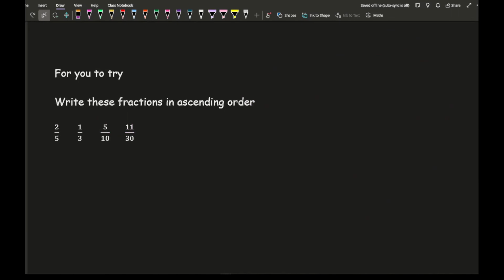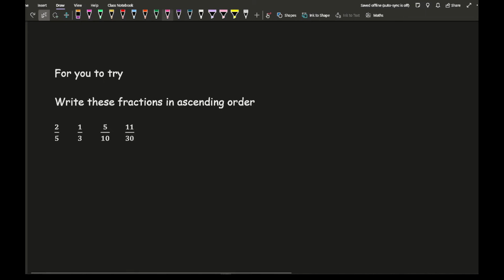So let's have a look at one for you to have a go at. What I'd strongly recommend is pause the video, have a go ordering these fractions in ascending order. So we've got 2/5, a third, 5/10, and 11 over 30. And then once you've finished, we'll go through the answers.